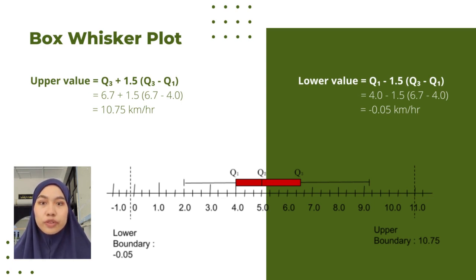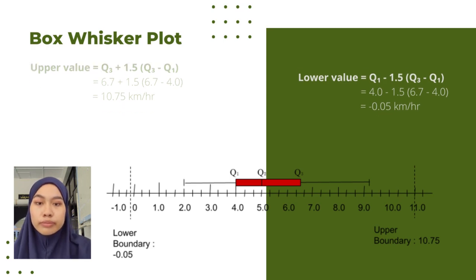Next I am going to present the box-whisker plot, inferential statistic and normal distribution. First, the box-whisker plot. In this slide we can see that our upper and lower values are 10.75 km per hour and negative 0.05 km per hour, and below we have drawn quartile 1, quartile 2 and quartile 3. Based on our box-whisker plot there are no outliers and the data is accurate.